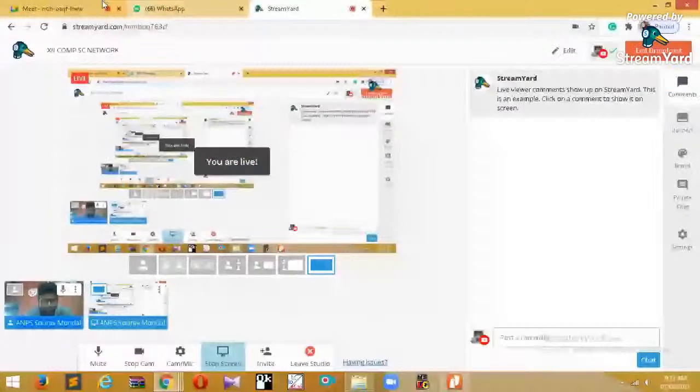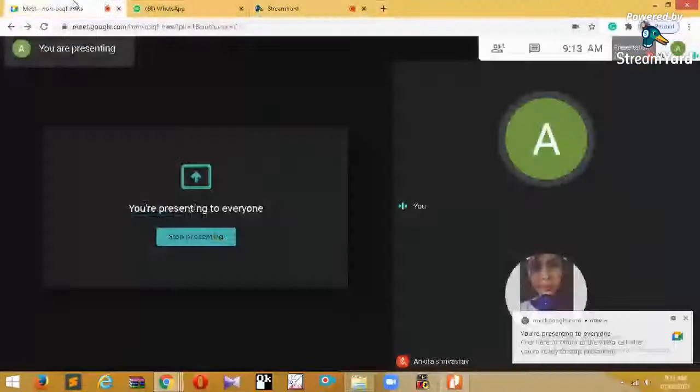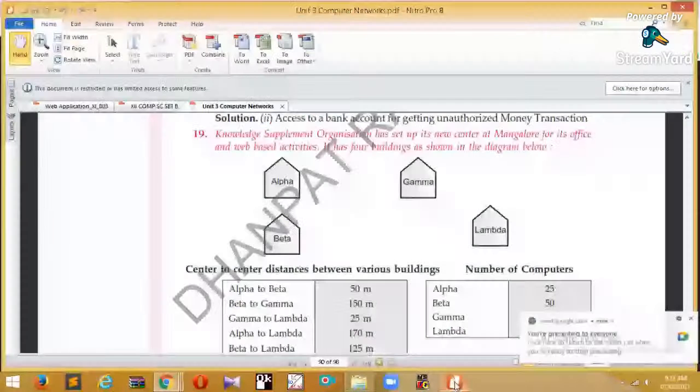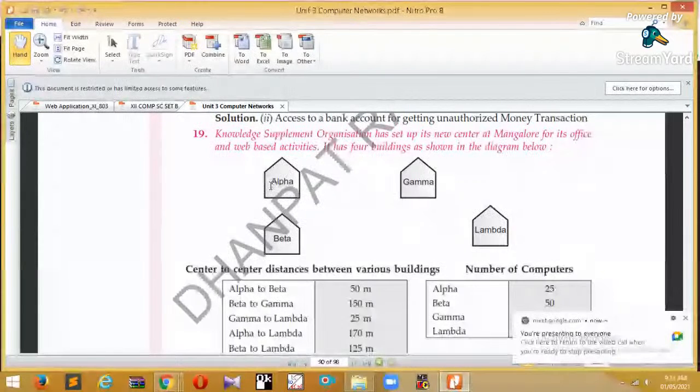So let's start. The first topic here is this type of application-based question on networks. The knowledge supplement organization has set up a new center at Bangalore for its office and web-based activities. It has four buildings as shown in the diagram. Here there are four buildings: alpha, beta, gamma, and lambda.